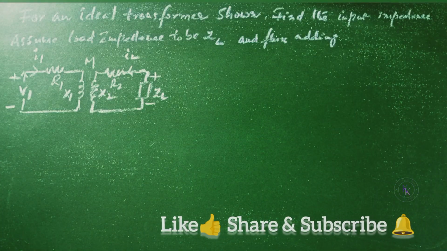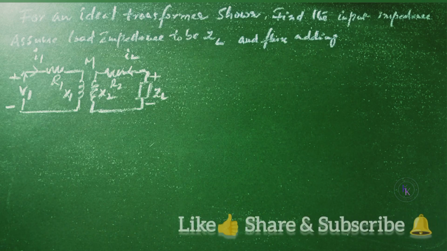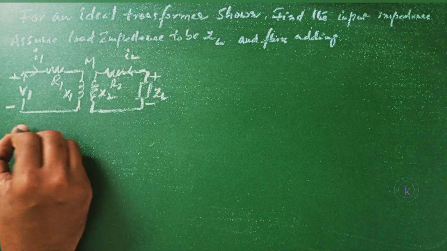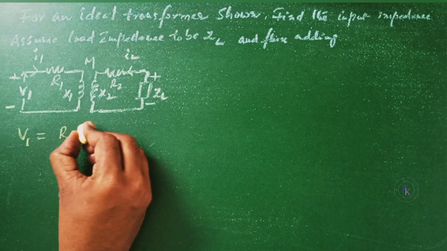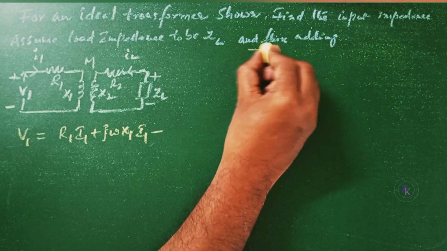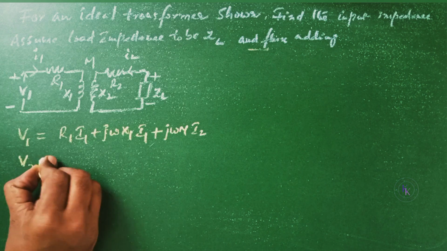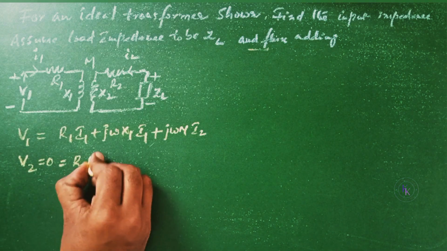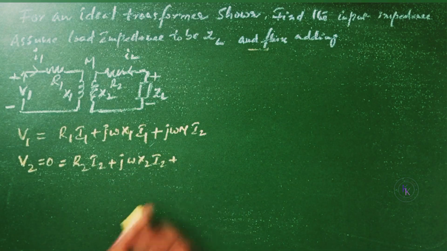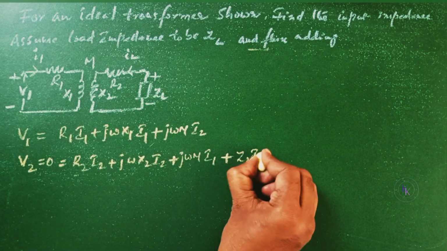For an ideal transformer shown, find the input impedance. Assume the load impedance to be ZL and flux is adding. The ideal transformer is modeled in the circuit as shown here. Then V1 is given by R1 I1 plus j omega x1 I1, as the flux is adding, plus j omega M I2. V2, which equals 0, equals R2 I2 plus j omega x2 I2 plus j omega M I1 plus ZL I2.